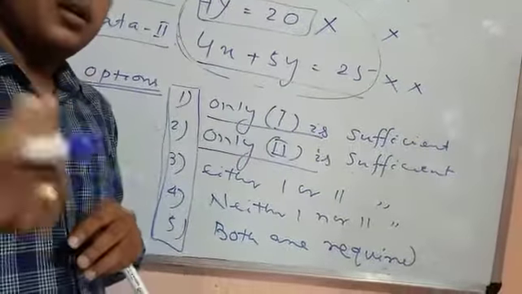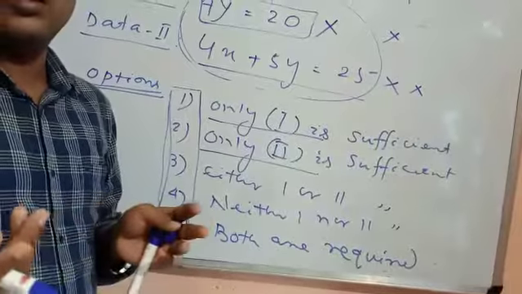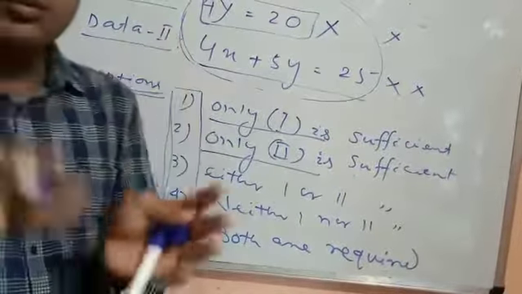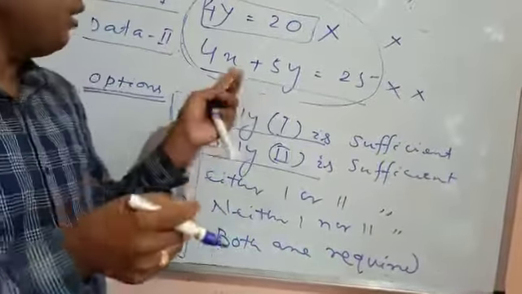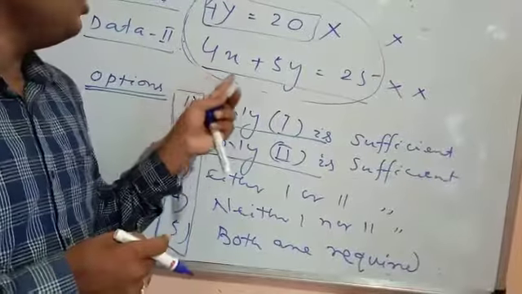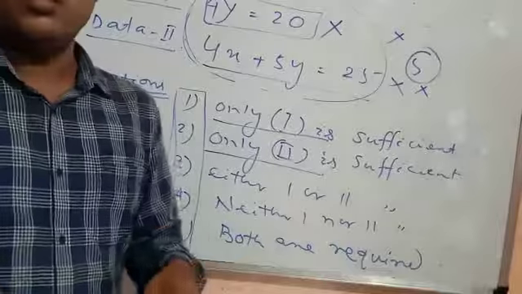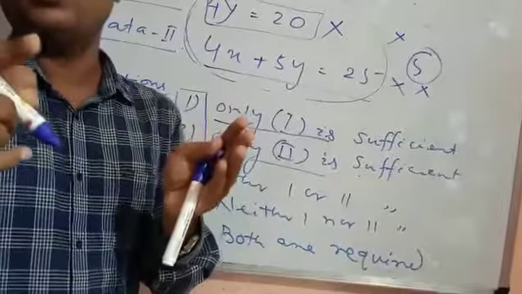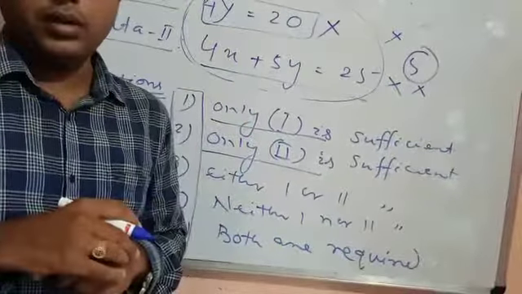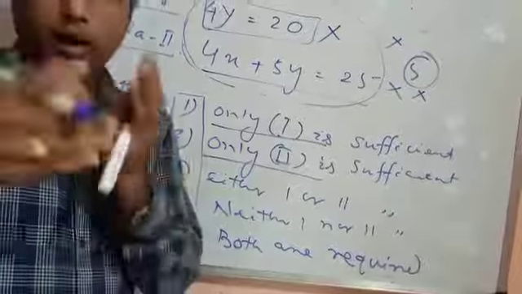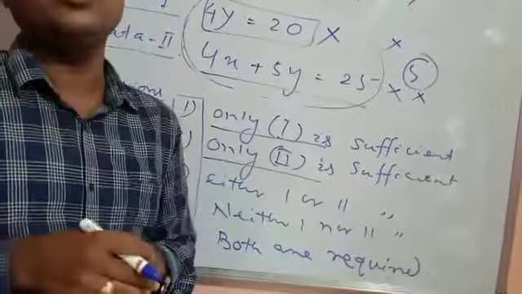Next, I will discuss the method of solving. Here the answer is no doubt: both. That means option 5, both are required. Both are sufficient to answer the question. Right. Now come to the method of analyzing the data sufficiency of a question.